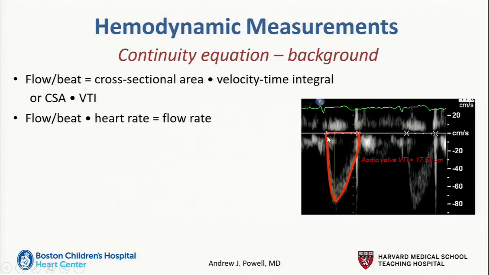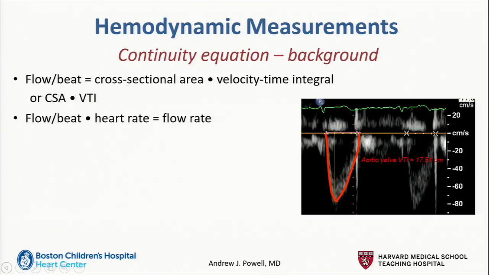time integral. What the velocity time integral is, basically, you do your Doppler over a location and you can trace it out and you're going to integrate the velocity over time. So we have time in this dimension, velocity in this dimension, and essentially we're going to calculate the area circumscribed by this velocity curve here. If we take that number and multiply it by cross-sectional area, that's going to give us a flow number.